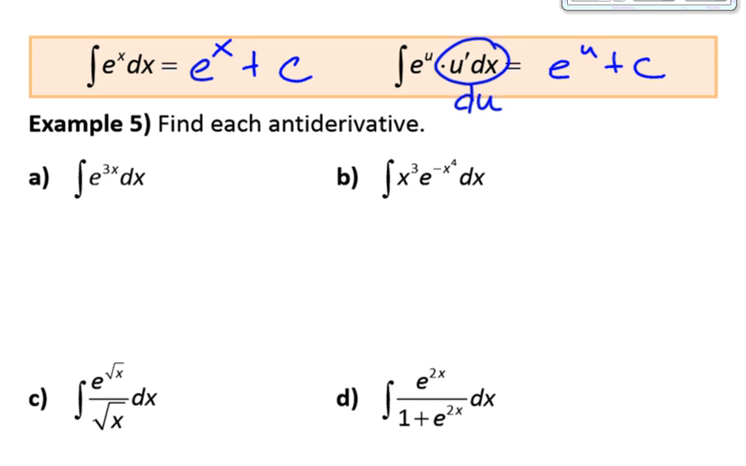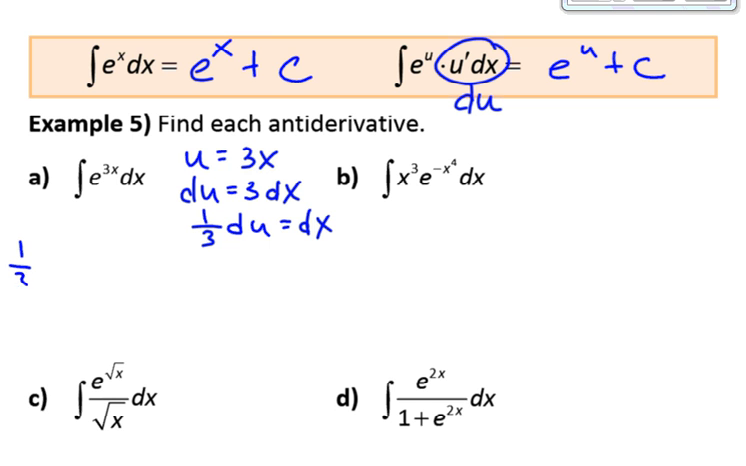So for part A, I have e to the 3x. Now that 3x, if there's anything other than x, then what needs to be u is that exponent again. So u is going to be 3x, and du will be 3dx. So then, to get just dx, dx is 1/3 du. So then the 1/3 can come out in front, the integral of e to the u du, and then that's simply 1/3 e to the u, which is 1/3 e to the 3x plus c.